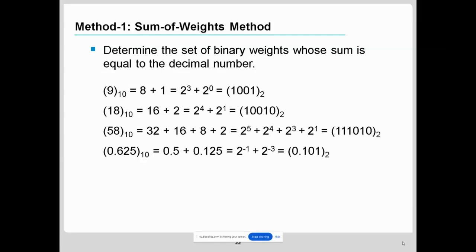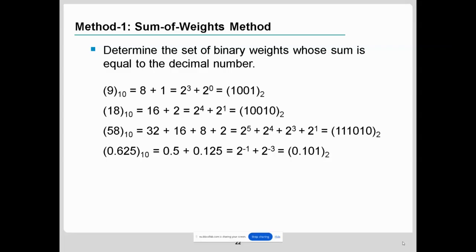So if we say 9, we want to convert it into binary. We have some weights. Please remember these weights. These are all powers of 2: 1, 2, 4, 8, 16, 32, 64, 128, 256, 512, 1024. These are all of the weights. How can I divide 9 into a sum of some of these? How can I divide 9?